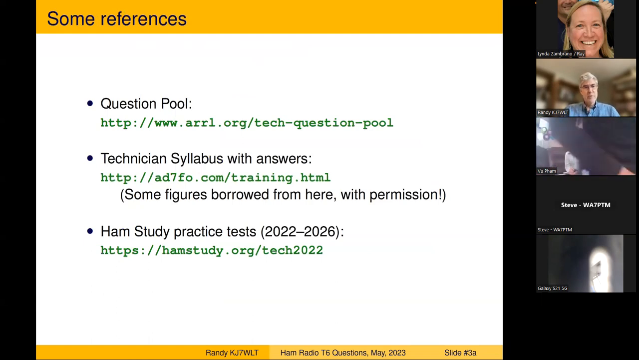The whole question pool you can find on the ARRL website. Some of the figures and material in these slides came from this AD7FO training material. Very useful. Personally, when I was studying for these exams, I liked the hamstudy.org website as a good way to get practice tests, go through the questions, and get hints on the right answer. Going through that many times over is, I found, the best way to learn the material and remember the answers.